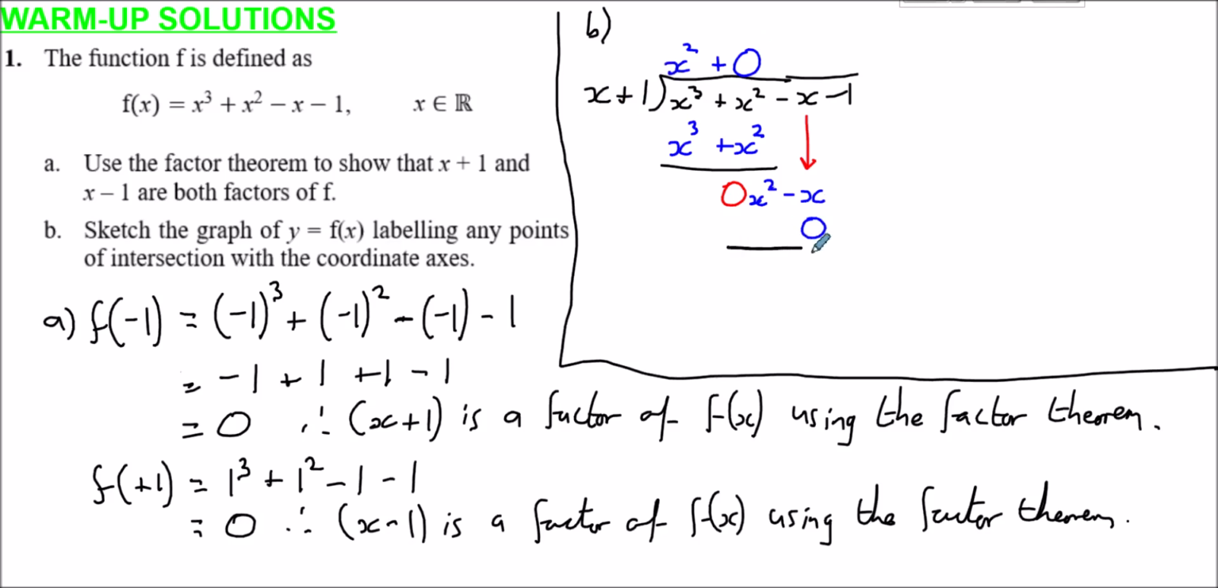Even though we've got 0 here, it's important to do it term by term so we don't miss out anything in between. Next, we subtract. So 0x squared take away nothing below it, that's just nothing. Minus x take away 0 just leaves the minus x we had from above, because we're not taking anything away from it. And next, we bring down this minus 1 term.